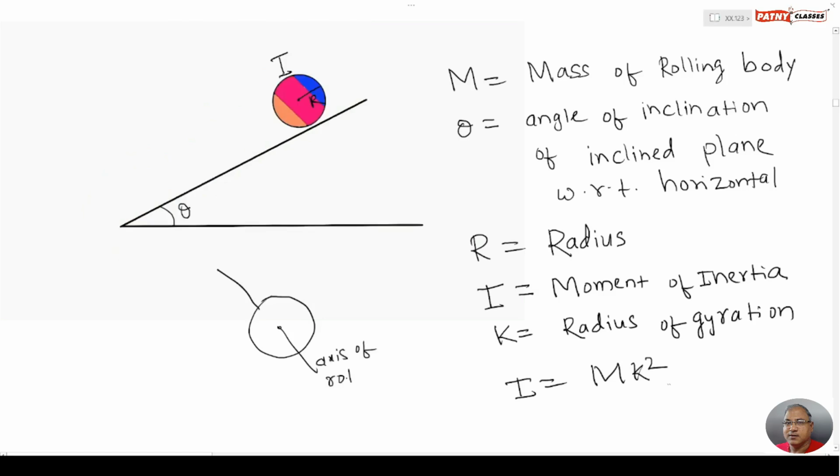and the body is rolling down, so there is a rotational motion. When there is a rotational motion, there has to be a moment of inertia. So I equals the moment of inertia of the rolling body, and k equals the radius of gyration. The relationship between moment of inertia and radius of gyration is given by I equals mk square. This is the relationship. So this is the basic information about the rolling body.